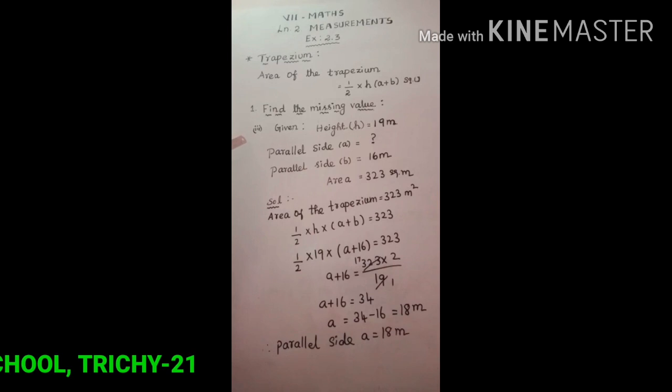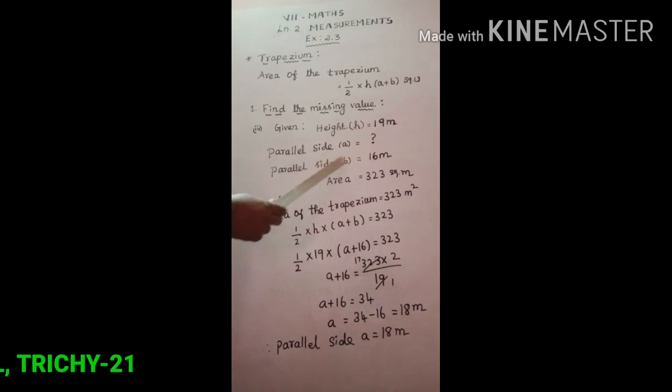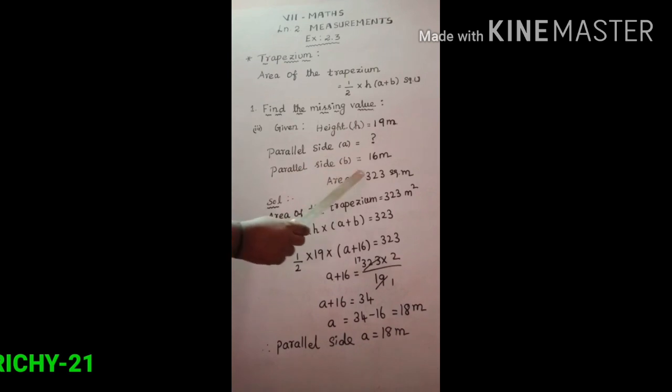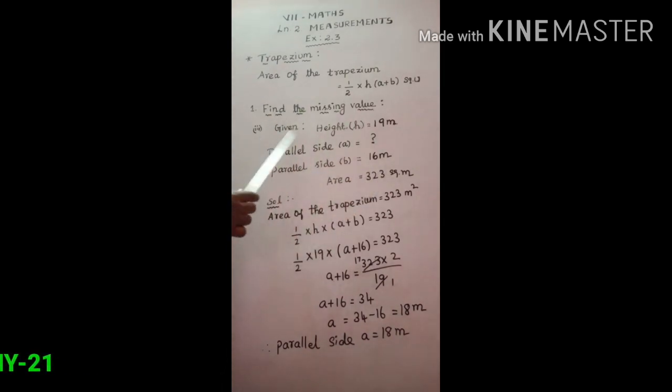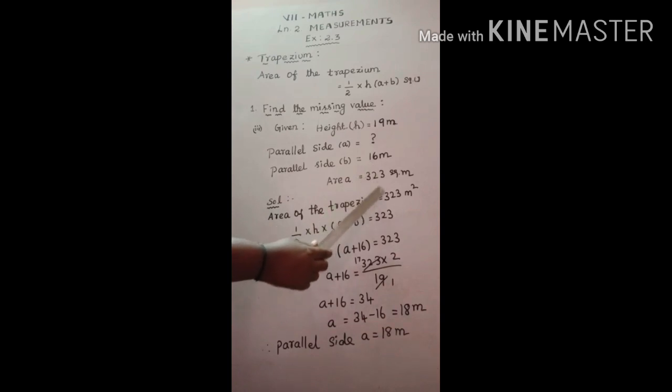In the third sum, the height of the trapezium is equal to 19 meter. One parallel side B is equal to 16 meter. And the area of the trapezium is equal to 323 square meter, given. So we find the other parallel side A. Already we know the area of the trapezium is equal to 323 meter square.